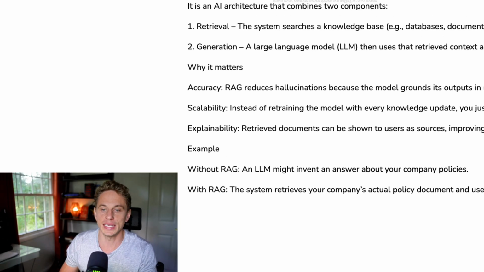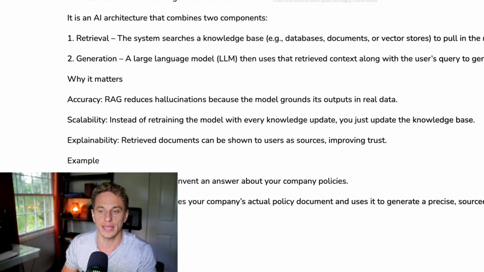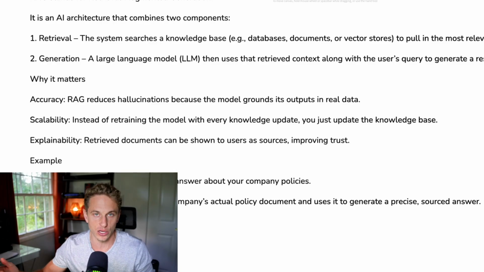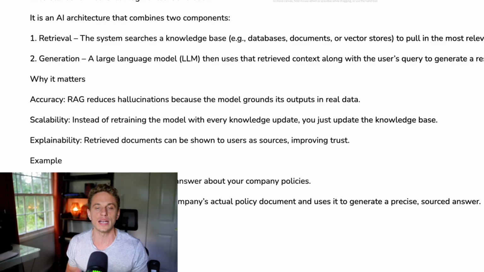Basically it's an AI architecture that combines two components. Step one is, just like we said, retrieval. The system searches a knowledge base. This is what makes it different than just adding ChatGPT to your website. ChatGPT or any of these LLMs are trained on a wide range of data. It's not super specific, but it's super wide. That's why you can go to ChatGPT and learn a lot about a lot. But if you really want to get specific about a certain piece of information, sometimes it leaves much to be desired. And this is the solution to that.